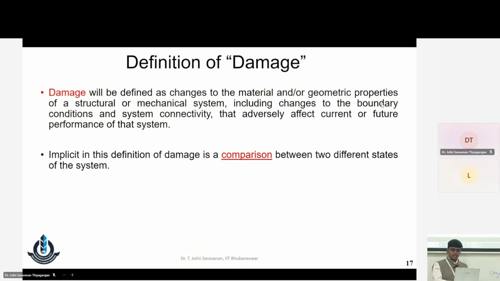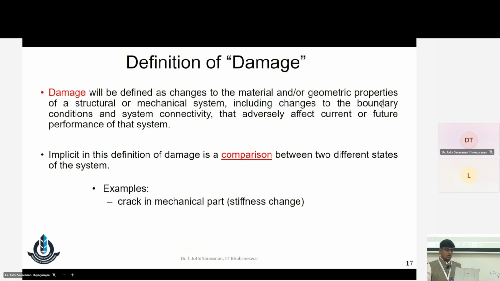There are different types of damages, which I can give you with quick examples. If there is a crack in my system, what type of damage is it? There's something called stiffness change. Why I am showing this is because it will be easy for you to model, because as researchers we try to model something before we do some experiment. If you want to simulate something, you can do these changes. It will help us for that.